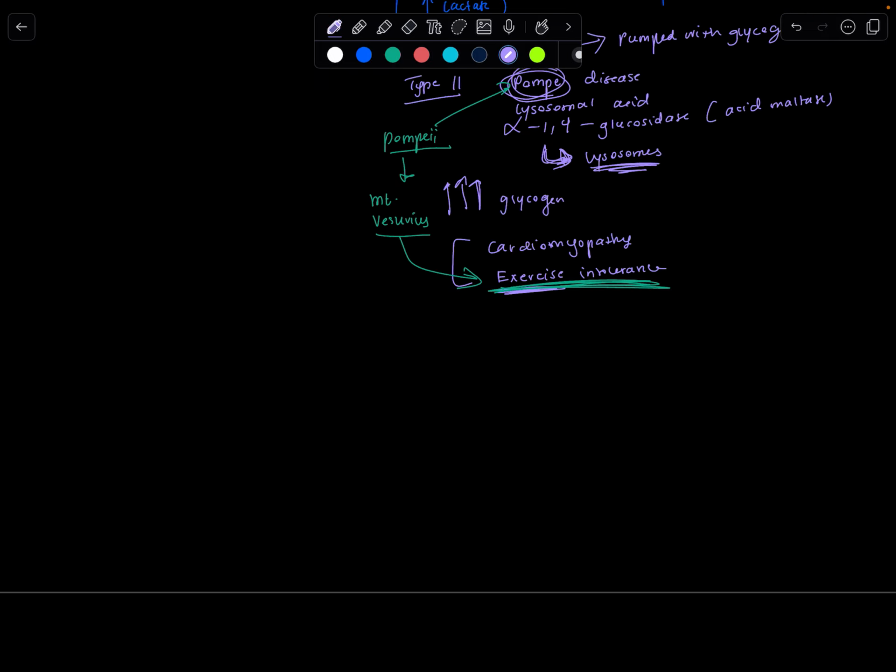All right, type 3. Type 3 is called Cori disease. Which enzyme is deficient in this disease? The deficient enzyme is called the debranching enzyme. And we know that the debranching is done by alpha 1,6-glucosidase. We know that it's 1,6, not 1,4, because 1,6 are the branches. Remember, 1,6, there's a branch into the mix.